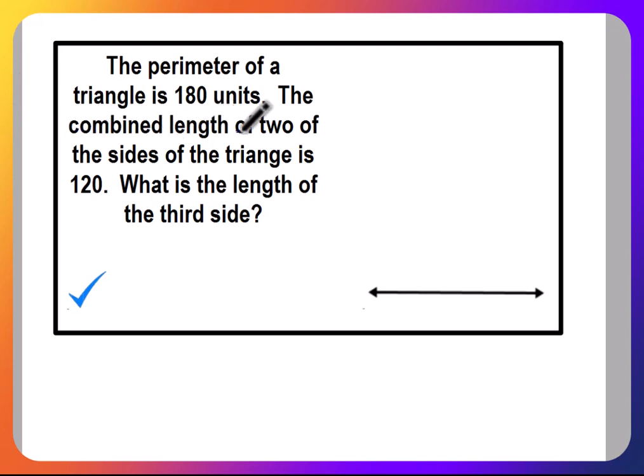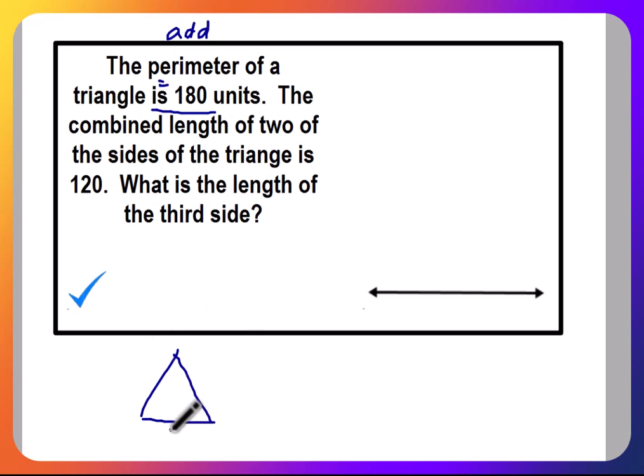Okay, the perimeter of a triangle is 180 units. First of all, is 180 means equals. What does perimeter mean? It means to add all the sides, right? The combined length of two of the sides of the triangle is 120. What is the length of the third side? Sometimes it helps to draw a triangle.